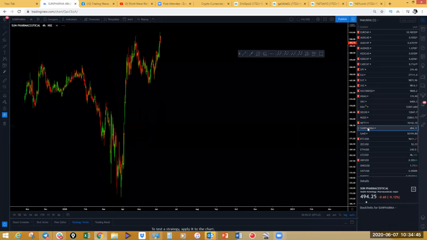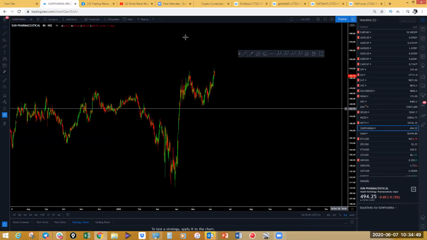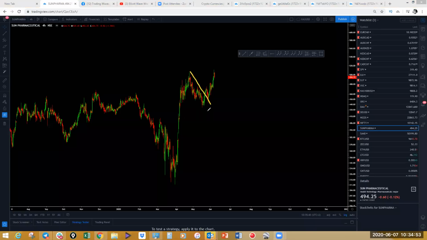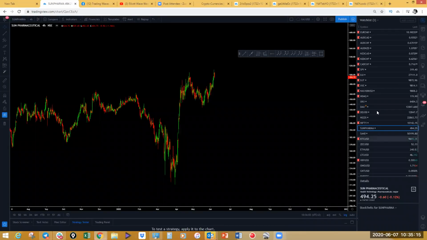Sun Pharmaceutical, 2 weeks back, I gave you the trade setup on Sun Pharmaceutical for the Indian traders. This is the stock in the NSE, in the Indian stock exchange. So we have broken out here from this level. We are currently at this level. If this corrects at current levels, we're looking at new recent highs on Sun Pharma stock from India. I hope you enjoyed that trade and made some money out of it.